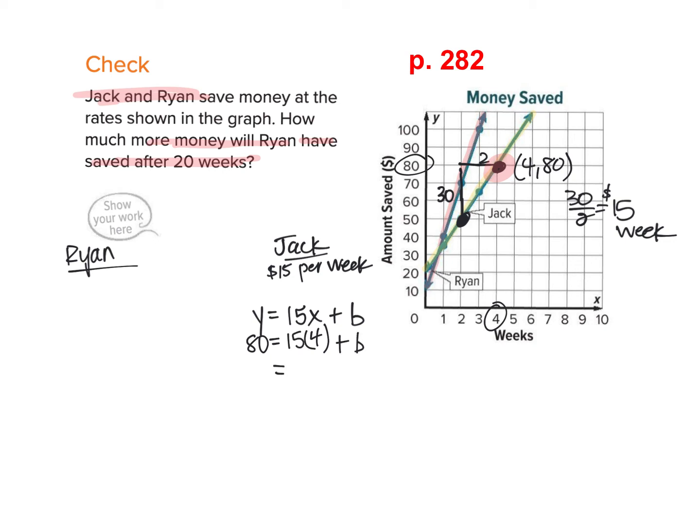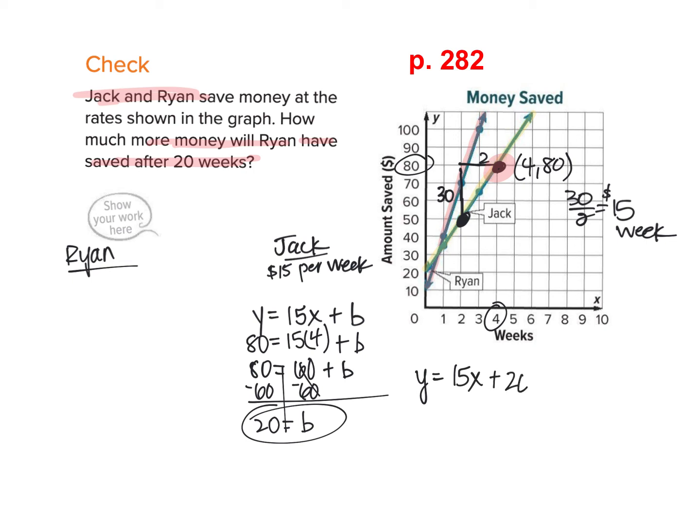Okay, now I'm going to work that out. So I know 15 times 4 is 60 plus b equals 80. I'm going to subtract 60. I get b equals 20. So his initial amount is 20. So here's what I know about Jack. He saves $15 per week, plus he started with $20 saved. So that's Jack's equation. So I'm just going to kind of keep that in mind.